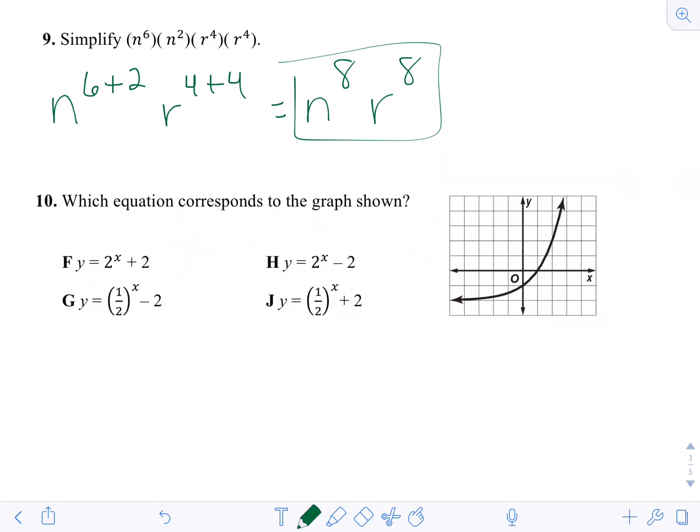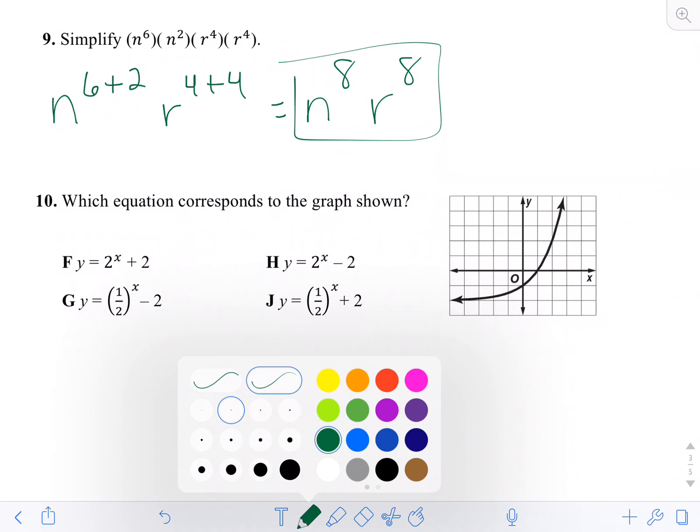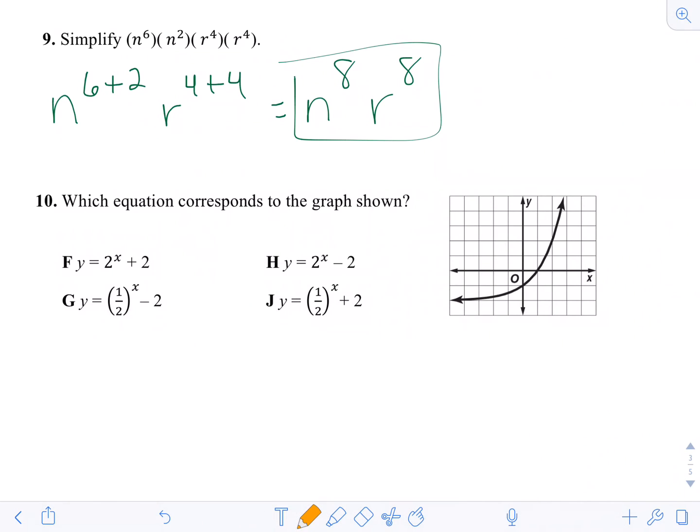Okay, next one, which equation corresponds to the graph shown? So first thing I'm going to do is look at where my asymptote is, and my asymptote is right here. That's where it barely crosses, or it doesn't ever cross, right there at my y equals -2. And because that's negative, I can automatically eliminate F and J, because these have the +2 back here, and my asymptote's at -2.